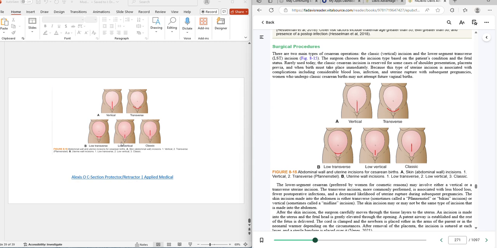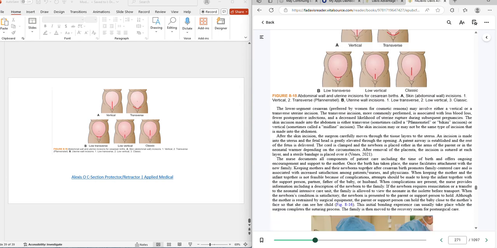I'll show you this video in class. This is an Alexis, what we use for cesareans. It's a really cool retractor, and I'll show you this in class. All right.